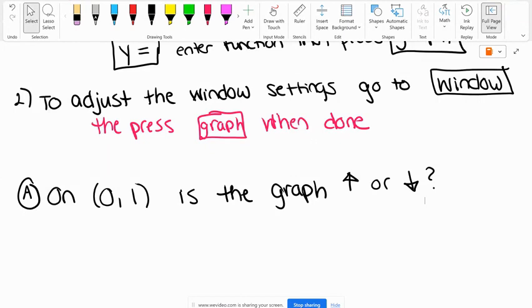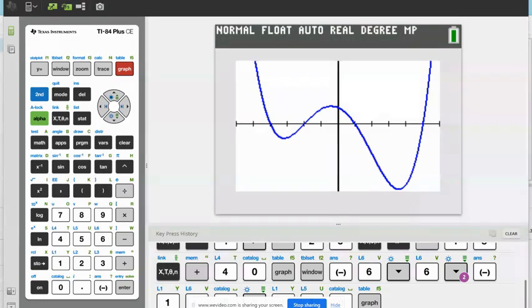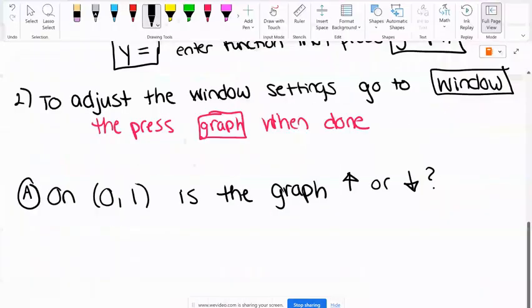So let's go back to our calculator. All right, so from, what did we say, 0 to 1? Okay. Here's 0, here's 1. What's happening from 0 to 1? It is going down. So do we agree that's decreasing from 0 to 1? So then we're going to put decreasing.